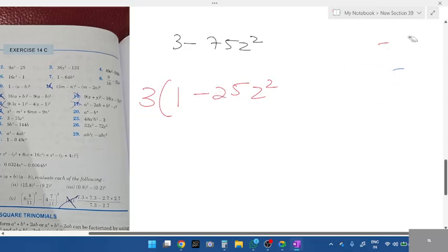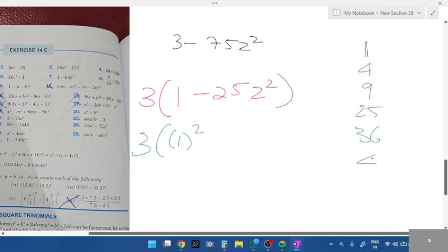And now can you all answer, is this the final answer or can we further factorize? Think and tell me. 3 will stay as it is. Who can answer? Bracket. How can I write 1? 1 square. How can I write minus 25? Isn't it a perfect square now? Yes, these are the perfect square numbers, students. 1 is a perfect square. 4 is a perfect square. 9, 25, 36, 49. Wherever you come across these, it is definitely a square minus b square.